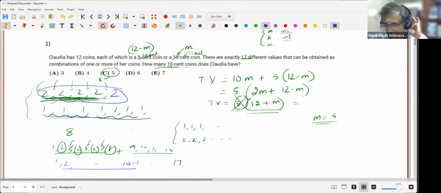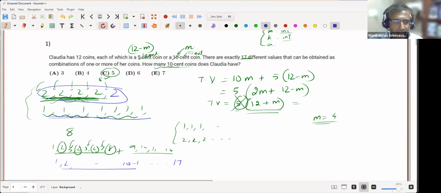More values. Does this make sense, guys? Bihan, does this explanation make sense to you? Okay, you also got the same answer. So therefore, what is the final answer? M equal to 5. M equal to 5 was the answer.